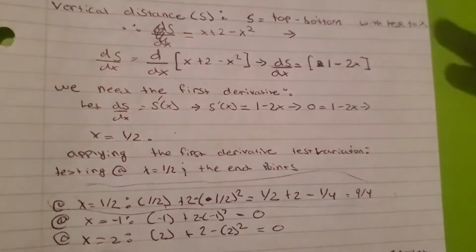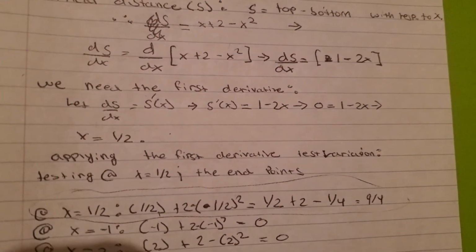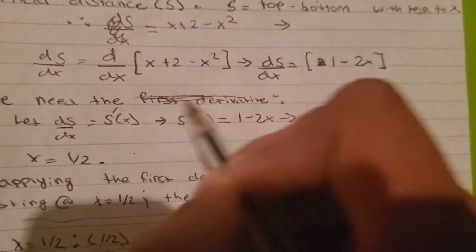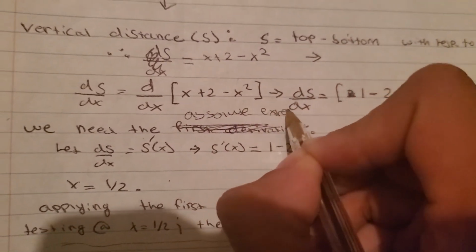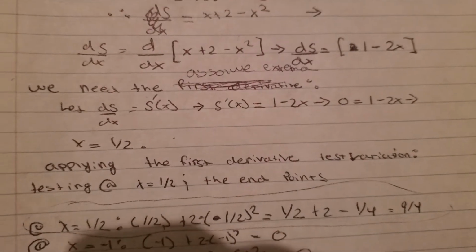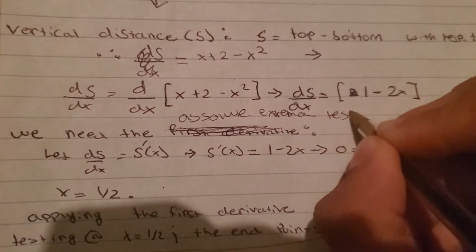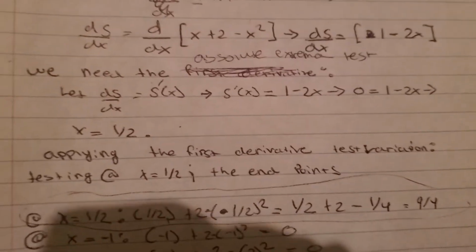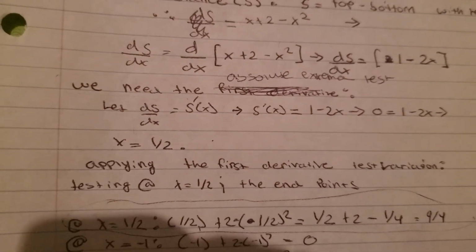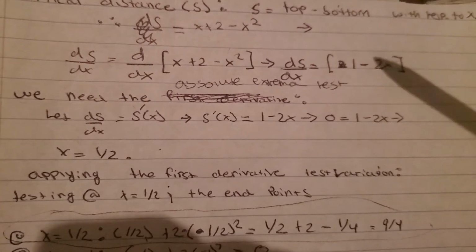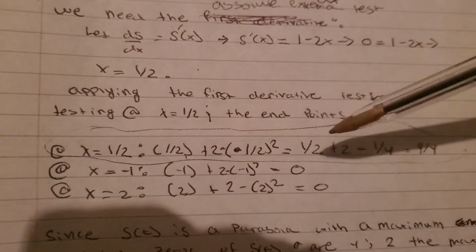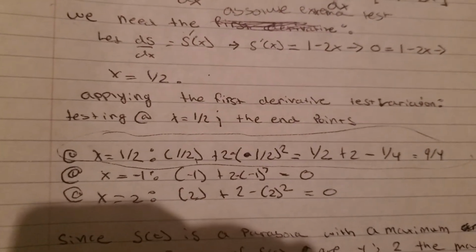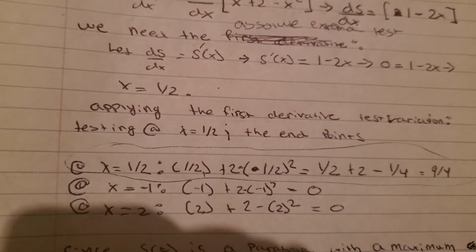Setting equal to 0, we find x is equal to 1/2. Okay, then from here, we apply the absolute maximum minimum test, the absolute extrema test. What we do is take that critical value we found, x is equal to 1/2, and we test there and at each endpoint. So we test at every critical value and each endpoint to find the absolute maximum. Whichever value is the highest is the maximum value.